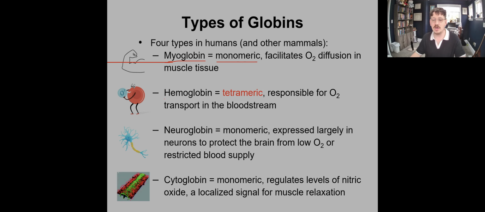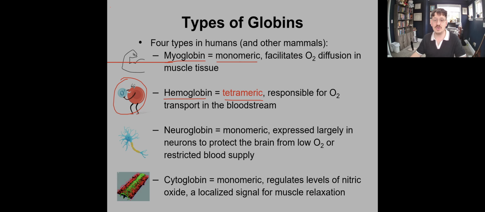On the other hand, hemoglobin, that's the one that's in your red blood cells. This one instead is tetrameric. This is 4 globins stuck to each other in order to make a quaternary structure: alpha 1, alpha 2, beta 1, beta 2, where the 2 alphas and the 2 betas are protomers of each other. This is responsible for transport around, so it's not just grabbing it and holding on to it, it's not just for facilitating the diffusion, but it's also to move it from one place to another.